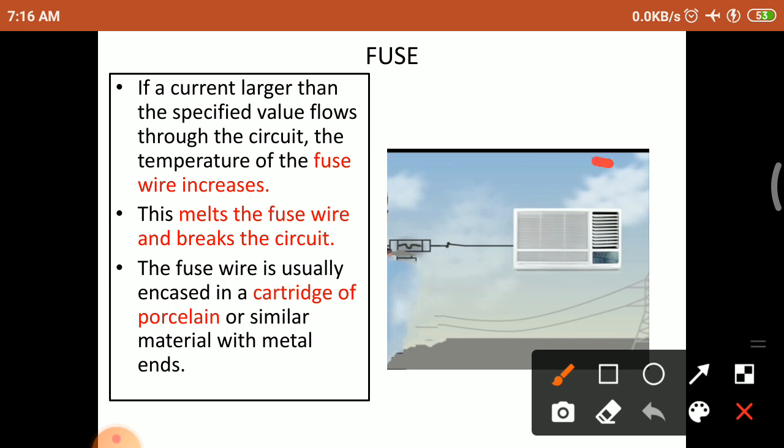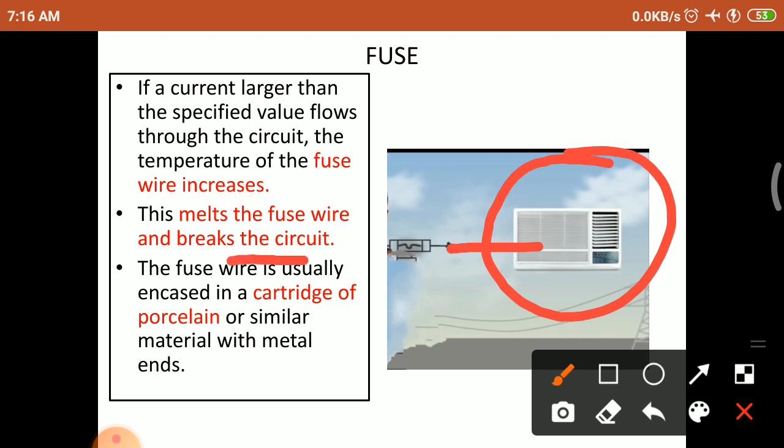See here, this is an AC. It is connected with the fuse wire. If a high current passes through, it first passes through the fuse wire. Due to the high current, the fuse wire heats up, melts and breaks. So when the fuse wire breaks, the AC is safeguarded.